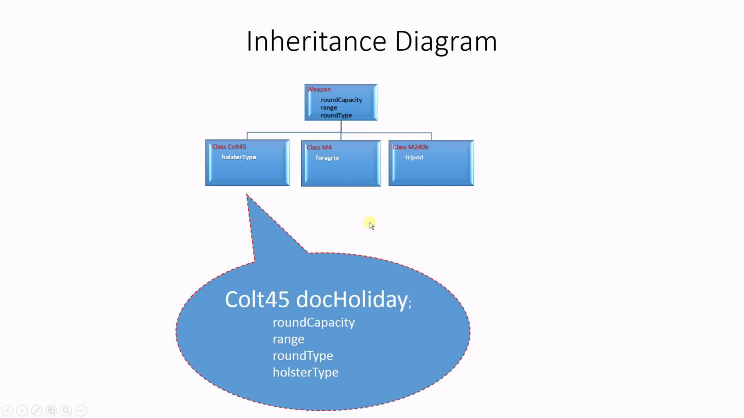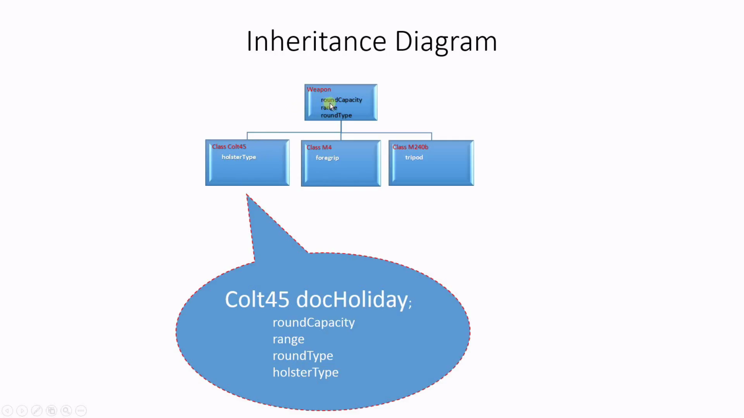Whenever you instantiate an object from the Colt 45 class, because the Colt 45 class inherits everything from the weapon class, you will have capacity, range, and round type that you inherit from the base class. The base class in this case is the weapon. And you will also have the holster type, which comes from your Colt 45 class.